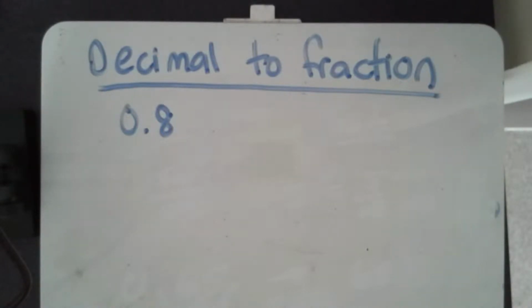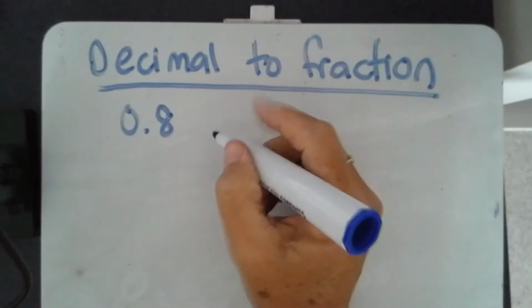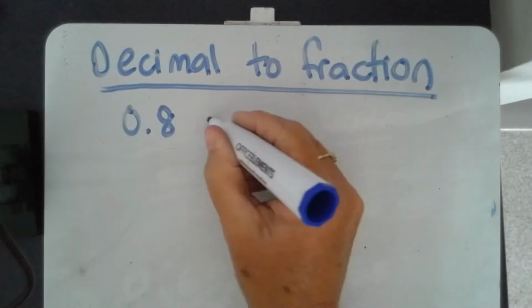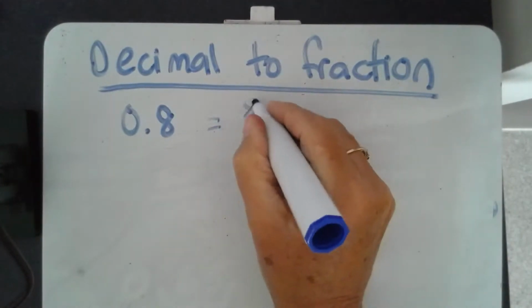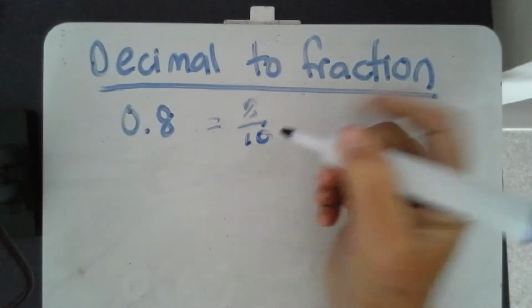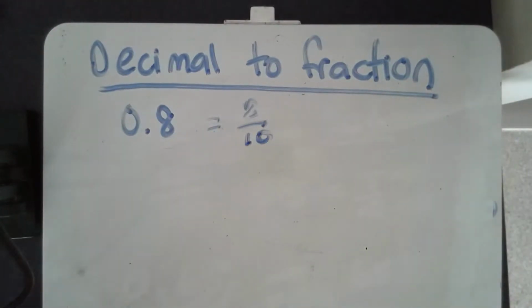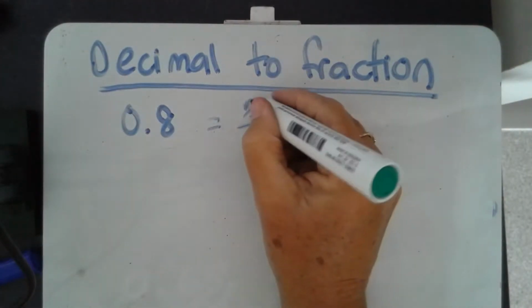Okay, today we're going to look at changing a decimal to a fraction. So first of all, we've got to ask, what is our decimal? In this case, it's 0.8, which means 8 tenths. So 8 tenths is our fraction, but we should always simplify it.